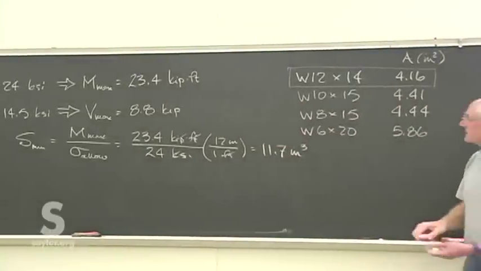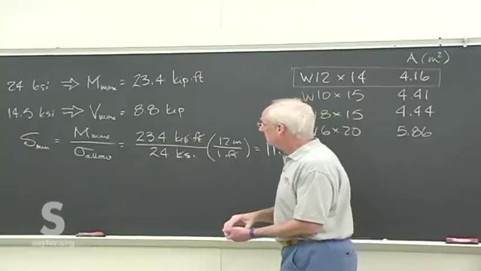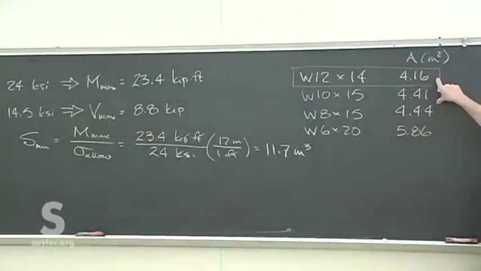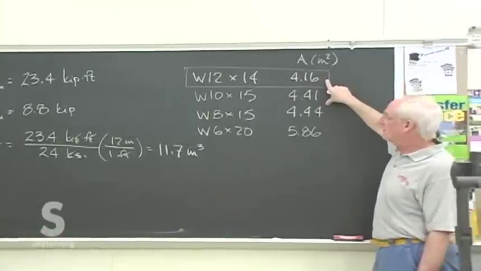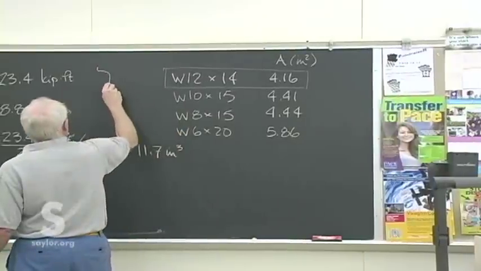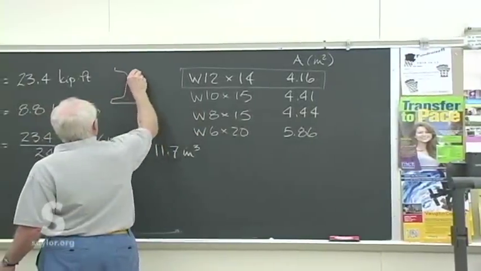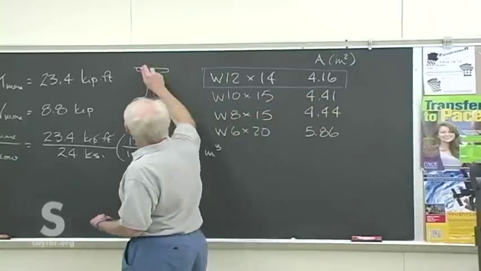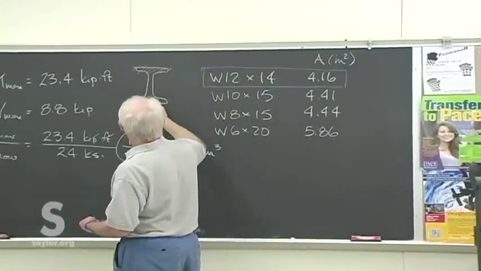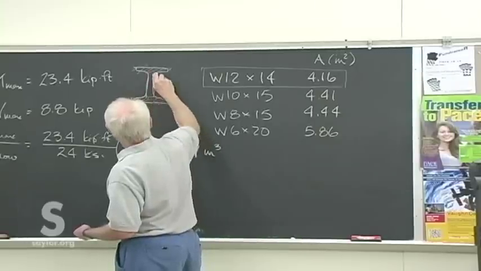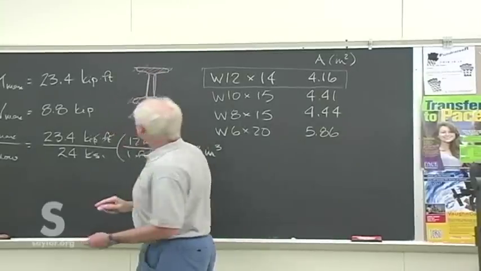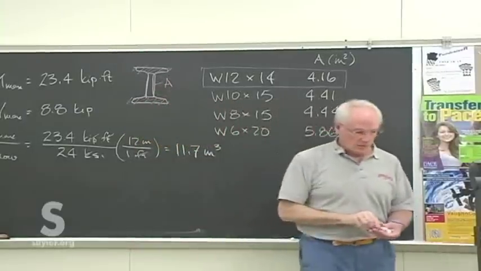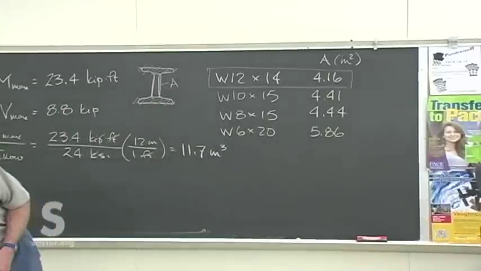But we can check the shear stress. Now, here's the deal with the shear stress. Be careful with this, because this is the entire cross-sectional area of that beam. Remember, we're looking at I-beams. But as you may or may not remember, when we talked about shear flow, the flanges don't really carry much shear. Most of the shear is carried by the web. So that's really the area that we should use for the shear stress. So we check it for our beam.